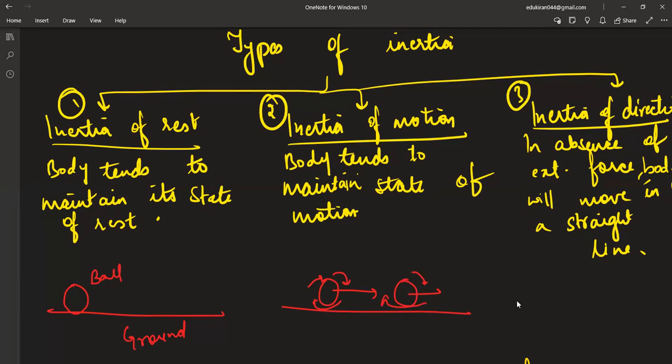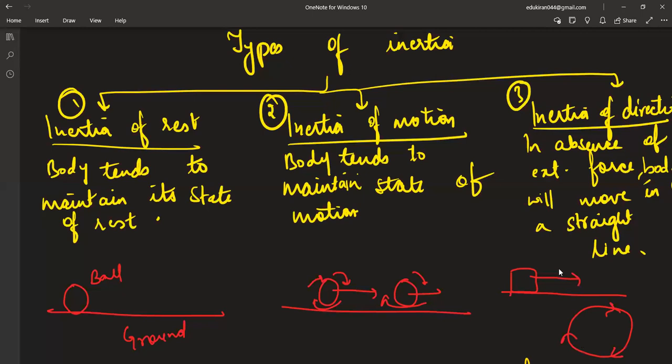This is state of motion. Then it also has inertia of direction. That is, in absence of external force, a body will move in a straight line. For example, a car is moving in a straight line. If some external force occurs, it can happen that it turns its path and goes into circular motion.